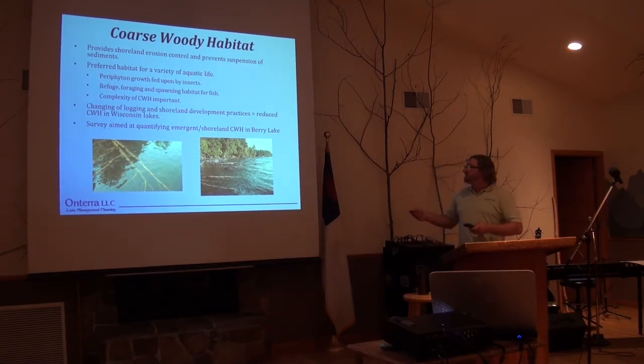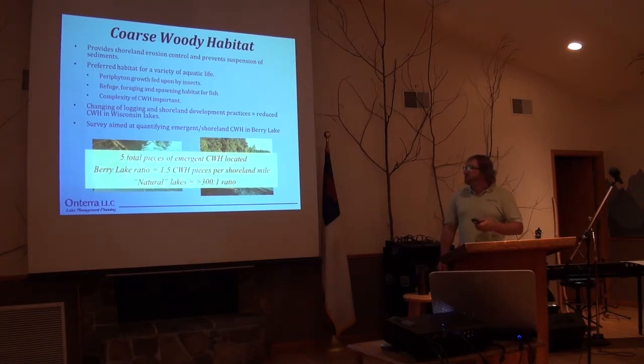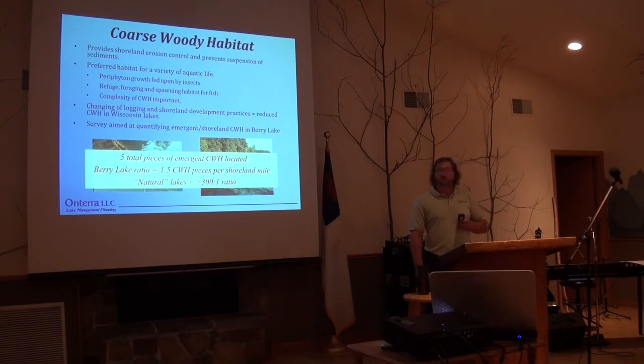So we tried to look at how much this stuff was in the lake. And what we found was we found 5 pieces. So not a very good number. Natural lakes could have as much as 300 pieces per mile. You guys have 1.5 pieces per mile. That's an issue. That's something that your fisheries manager from the DNR has concerns with.